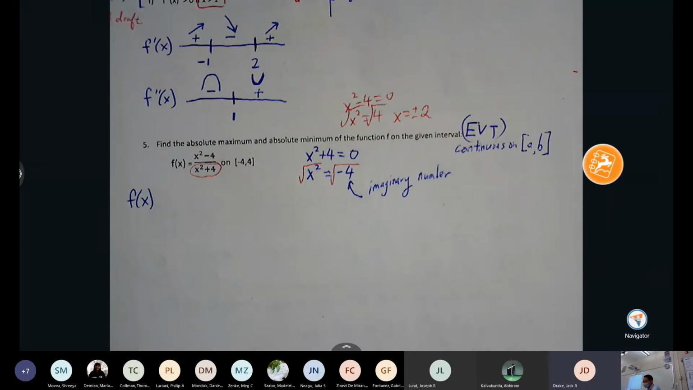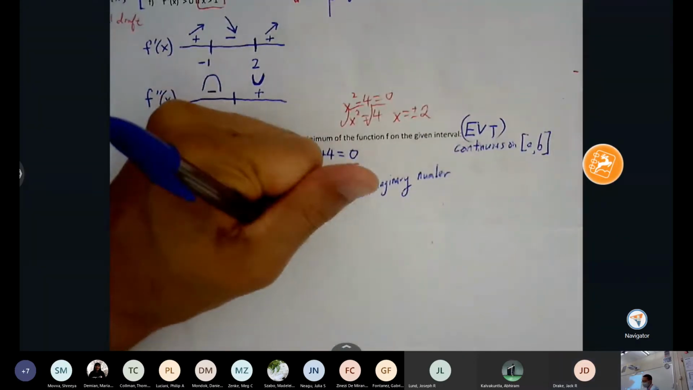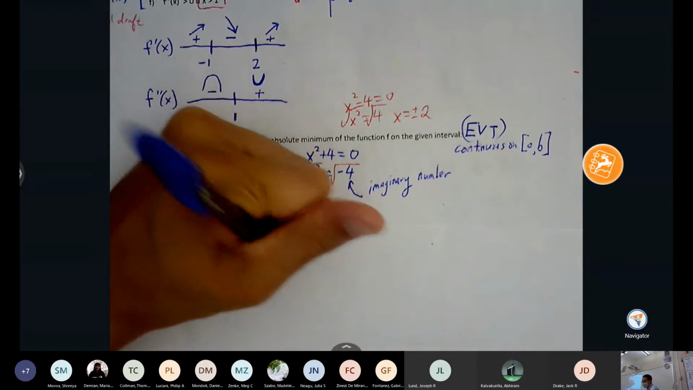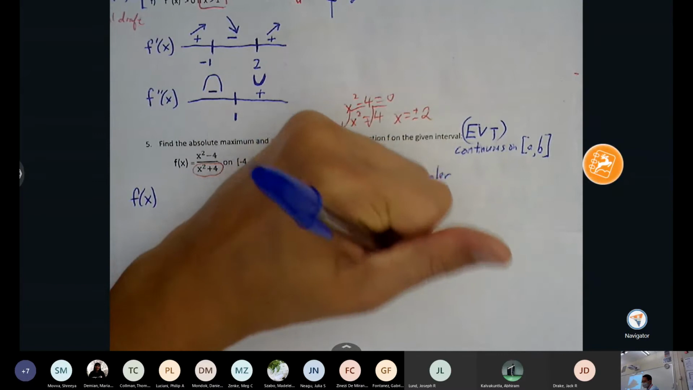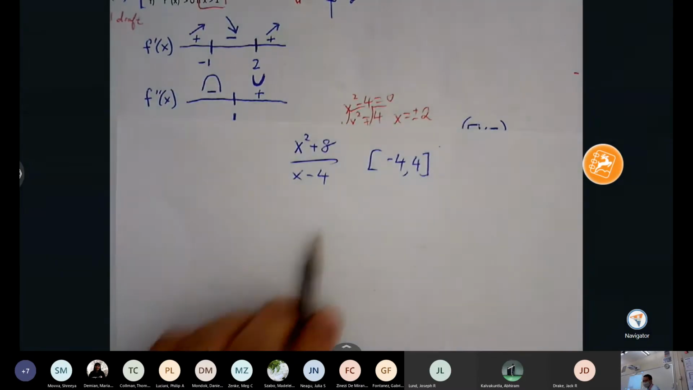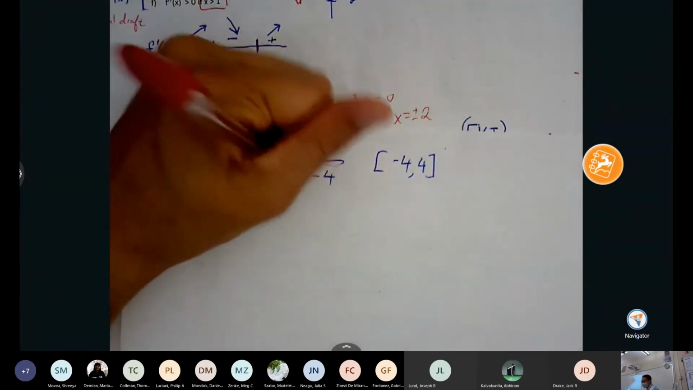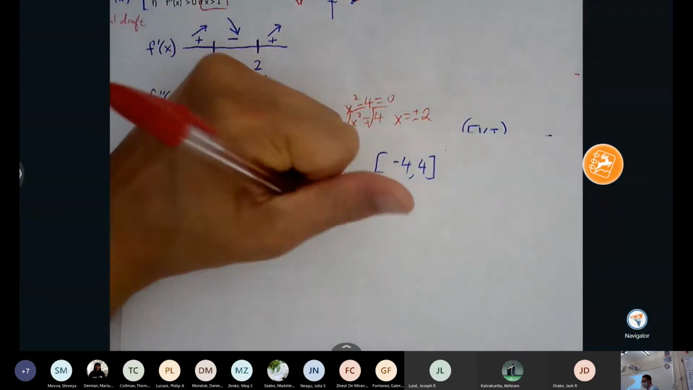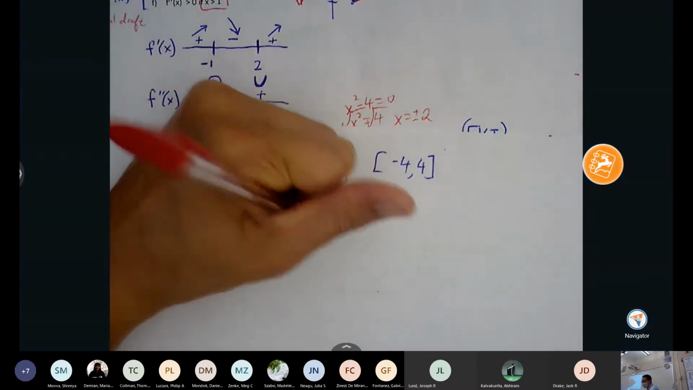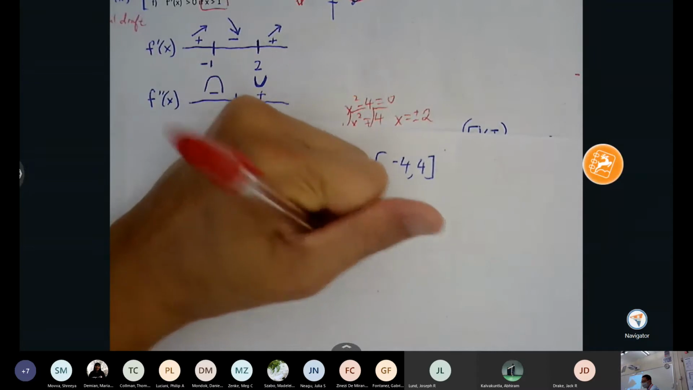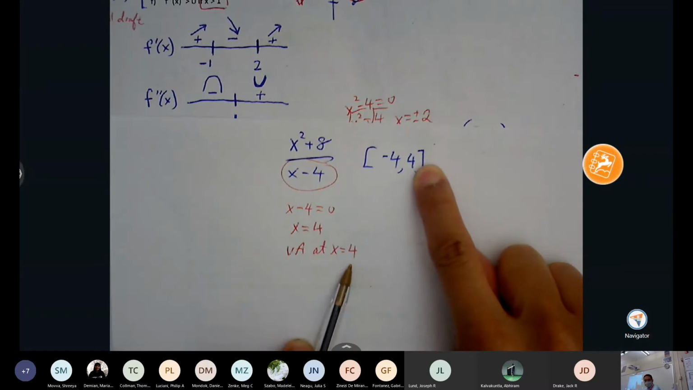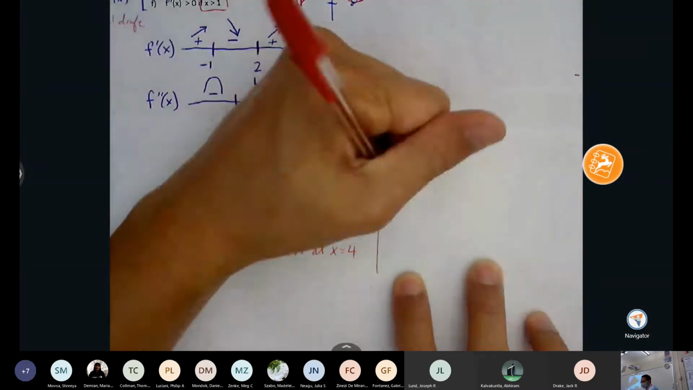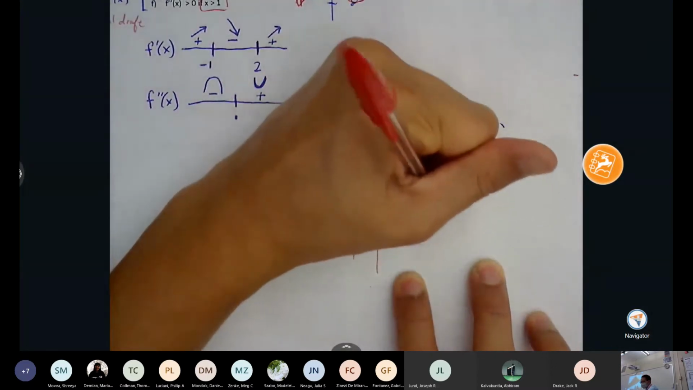Okay, thank you. Yeah, let's say the problem was this. Okay. There's a vertical asymptote at 4. But this is going to conflict with our closed interval. So therefore, our function would not be continuous.